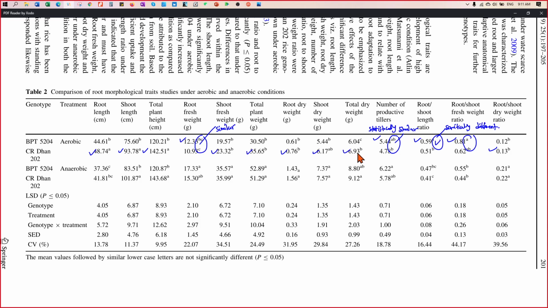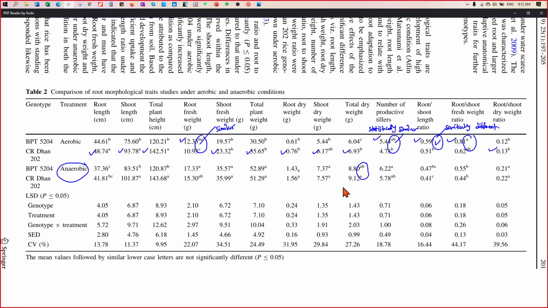The CR202 variety is heavier. But if you compare with the anaerobic situation, they are not that different when it comes to total weight. Because in anaerobic condition, the plants have to worry less, because water is always there, so they can do photosynthesis and transpiration as much as they want.